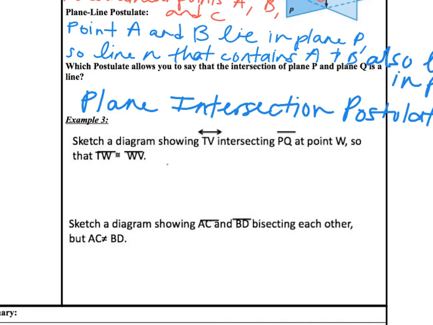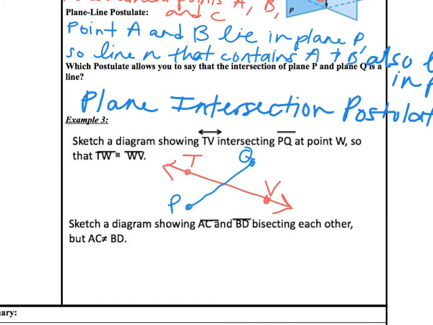Line TV. And you need to label your pictures, because if it's not labeled, then we don't know what it's actually talking about. TV. Line TV intersects the segment PQ, so we need to draw a segment. What is that? It's very crooked. Segments do not have arrows. So that would be PQ.